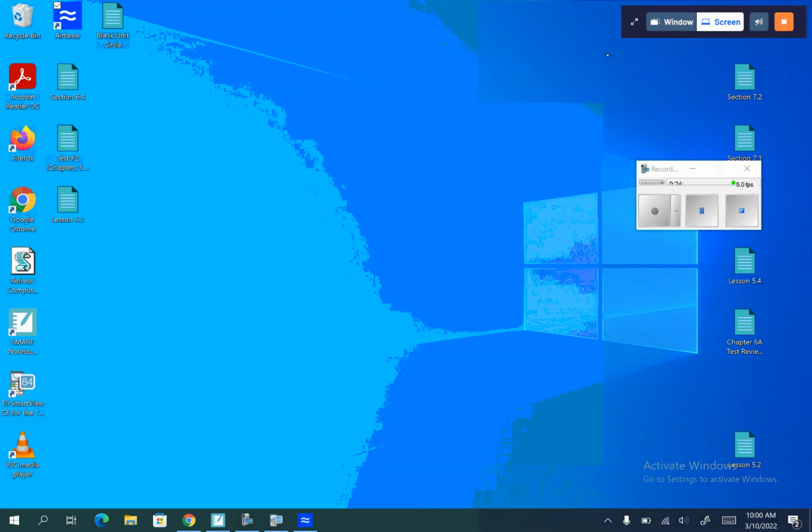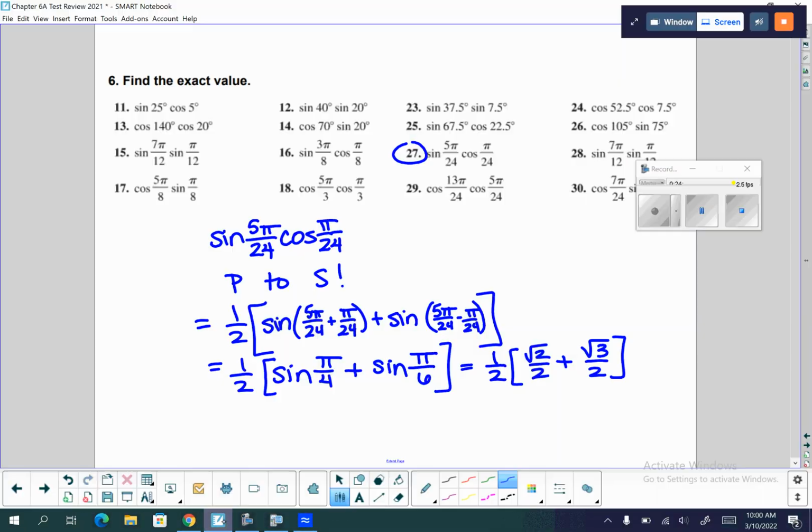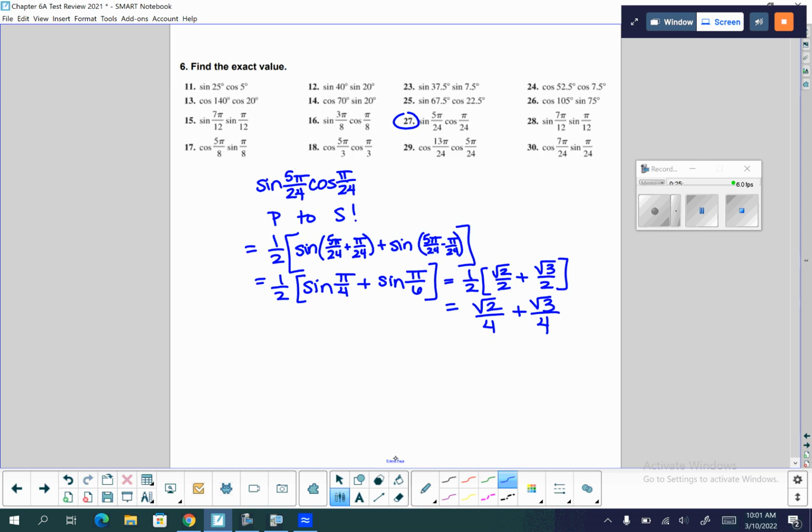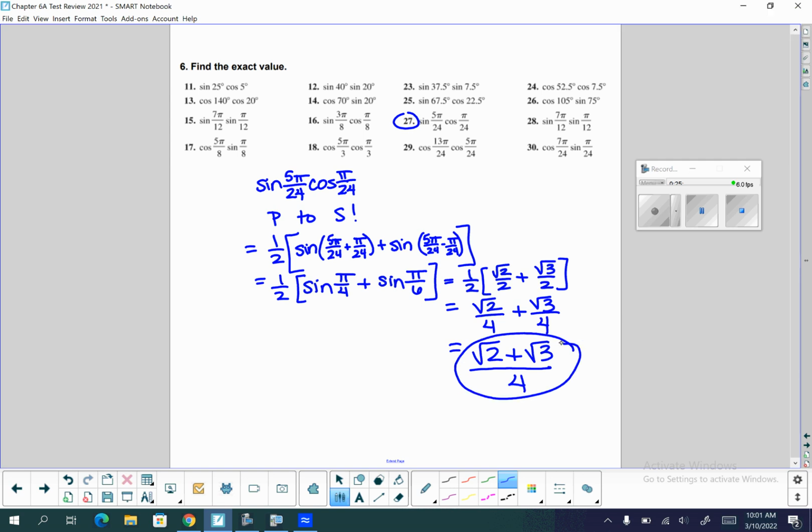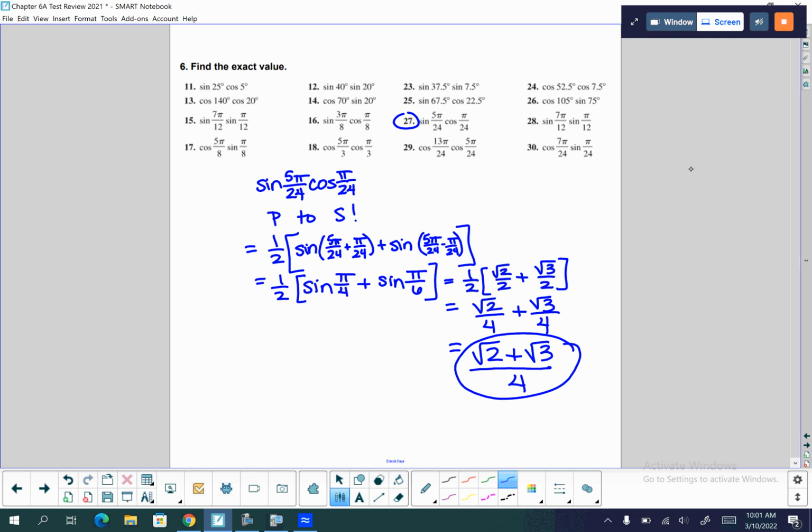Yay, we're back. Okay, rad 2 over 2 and rad 3 over 2. Let's distribute. I'm going to get a rad 2 over 4 plus a rad 3 over 4. So the final answer will be rad 2 plus rad 3 over 4. Make sure if you have fractions that are being added together and you don't have a common denominator, you get that common denominator and combine them. Okay?